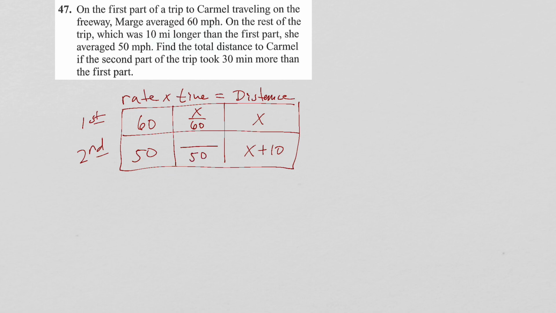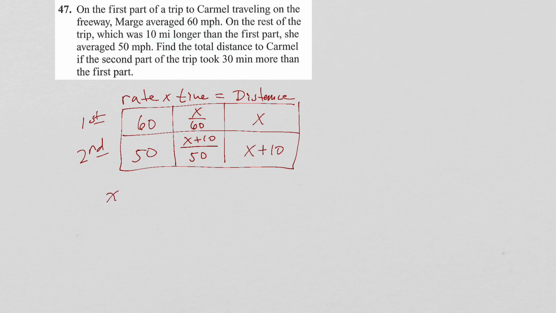I got to get rid of the 50, and I got to put x plus 10 on the top because these cancel, and that's going to be equal to that when I multiply. All right, so now it says, find the total distance if the second part took 30 minutes more than the first part. So this is 30 minutes, which is a half an hour more than this. Because this is bigger, in order to make them the same, I have to add the half an hour to the smaller one. Then I can make them equal, because this is bigger than this.